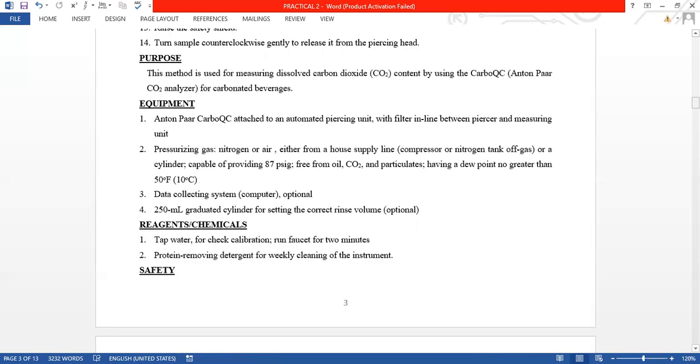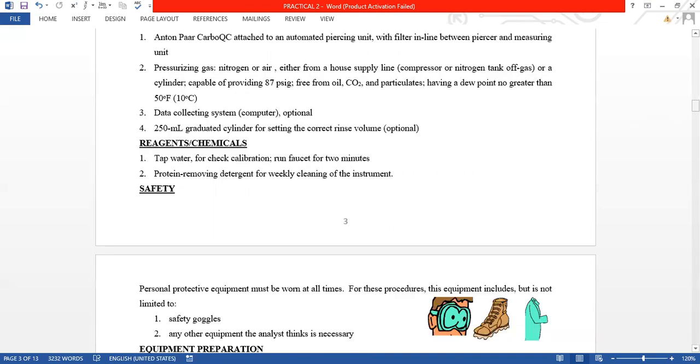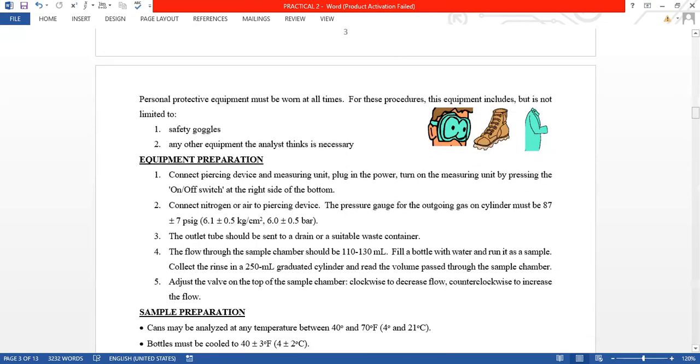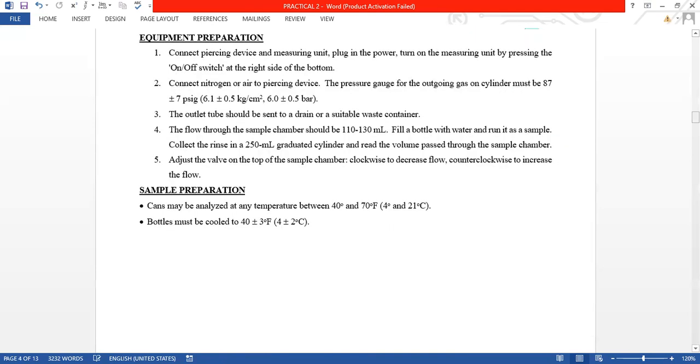Now, this is the second method, and here we use carbon dioxide analyzer equipment. Here we are also using the Carbo-QC method, with pressurizing gas, nitrogen or air, either from the house supply or elsewhere. There is a data collecting system, and the reagent is a protein-removing detergent for weekly cleaning of the instruments. For safety, we use safety goggles and other equipment that analysts think is necessary for this procedure.